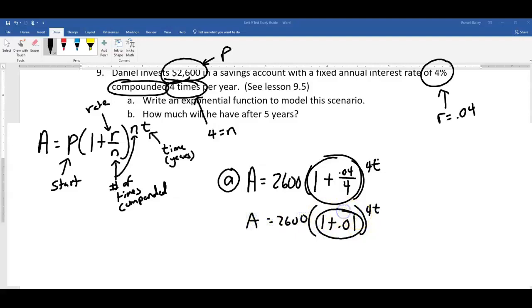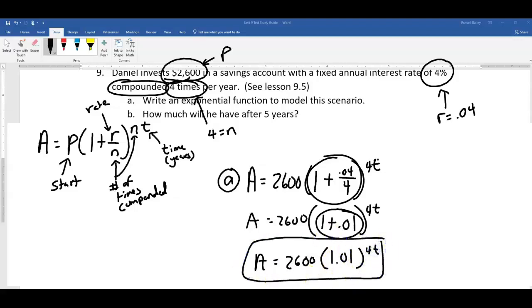And then we can add these together. And I get 1.01. So there's my exponential function for part A.